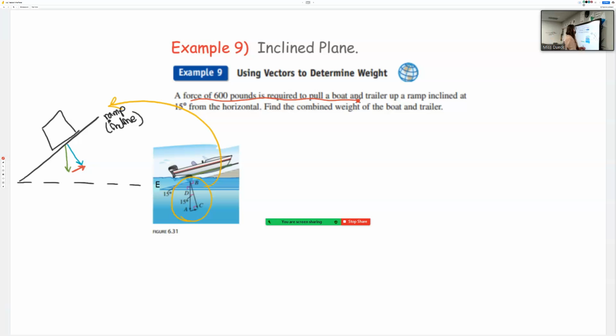The combined weight of the boat and the trailer would be that green one. And then we have this other ambiguous one that we don't normally talk about, that we could call the normal force if we wanted. It's also known as the perpendicular force. So we have the weight right over here, the normal force over there, and then the pulling force is this guy down here.